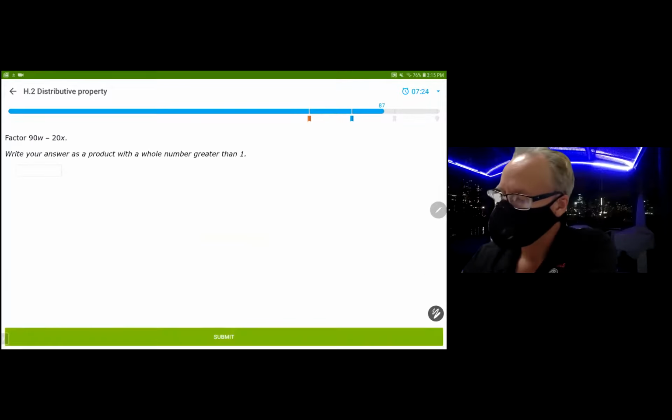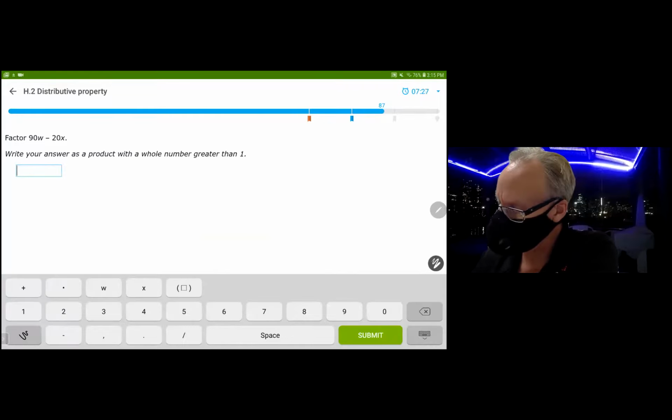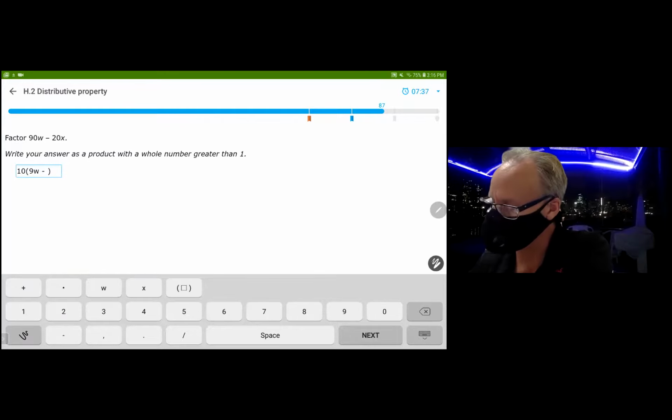And we're going to factor out the 10. Got a 9w minus 2x. Don't forget the space on that subtraction. It'll really mess you up. And that will give us a 90w minus 20x.